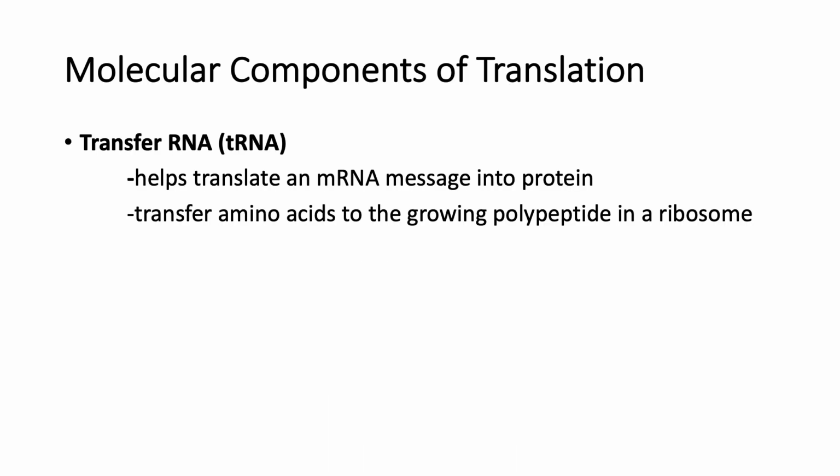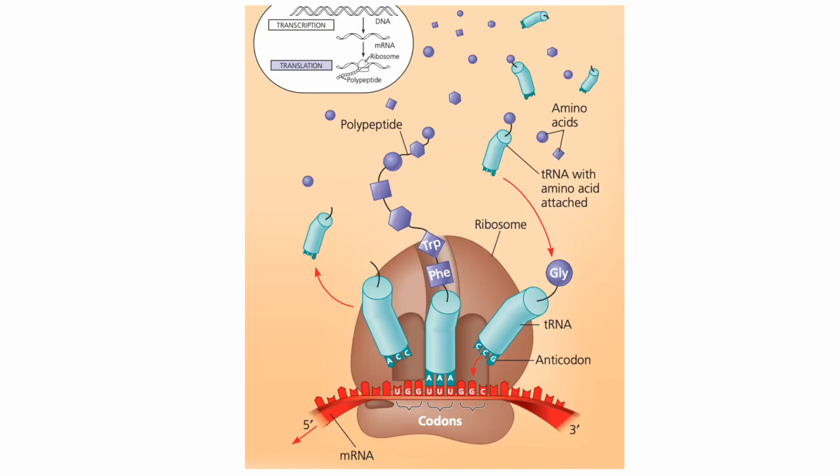Before I explain to you the important steps of translation, let me first give you the molecular components of translation. First is the transfer RNA or tRNA. tRNA helps translate an mRNA message into protein, and tRNA also transfers amino acids to the growing polypeptide in a ribosome. Translation is a complex process in terms of its biochemistry and mechanics.